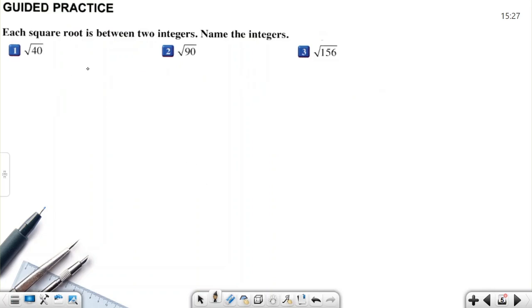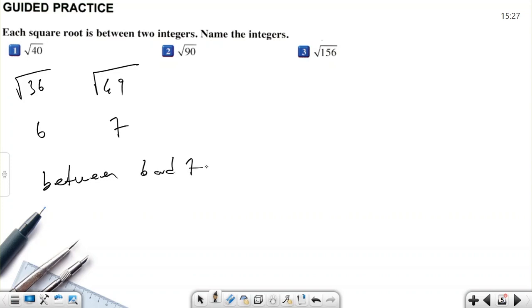Okay, let's solve some examples here and this will be the end of the video. The square root of 40, I can say that it's between 36 and 49. As you see, this is 6, this is 7. So when you calculate the square root of that number, the square root of 40 is between 6 and 7.